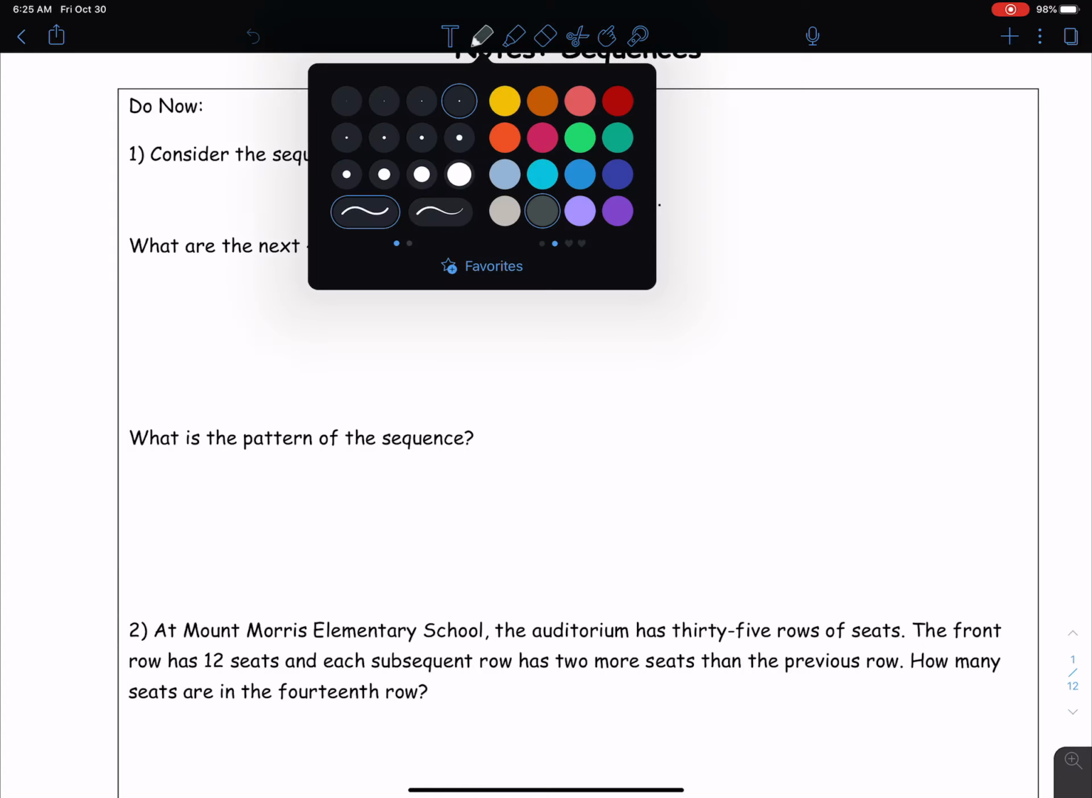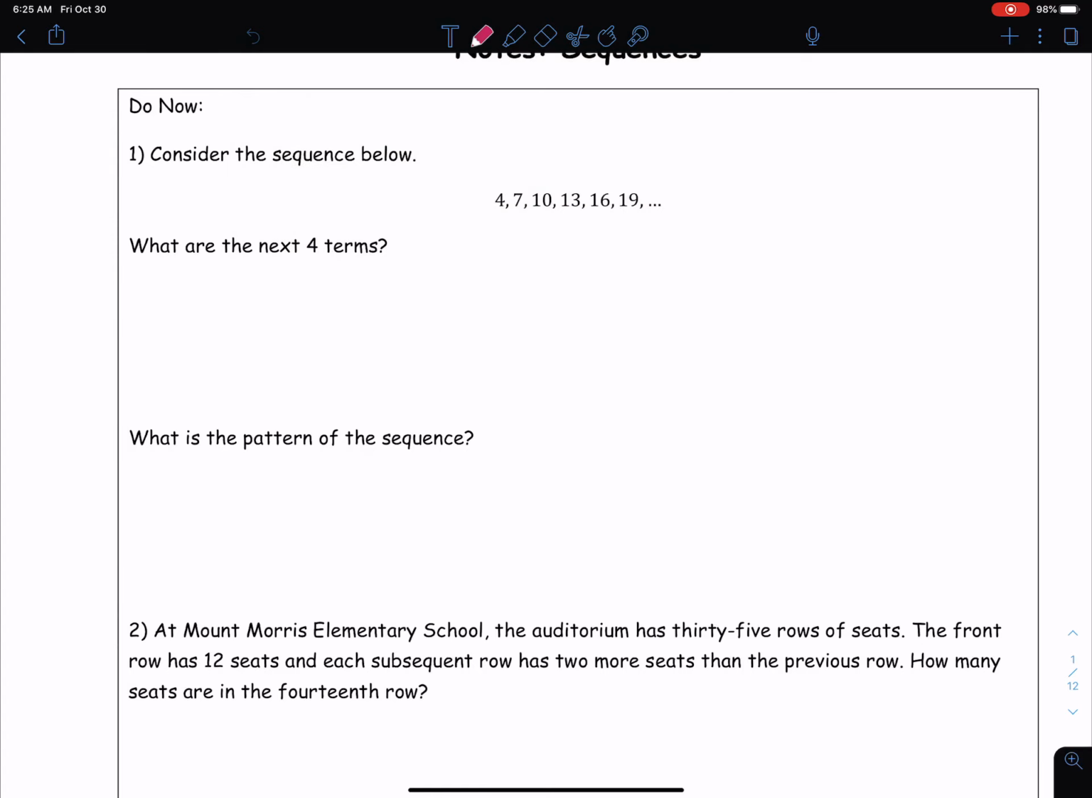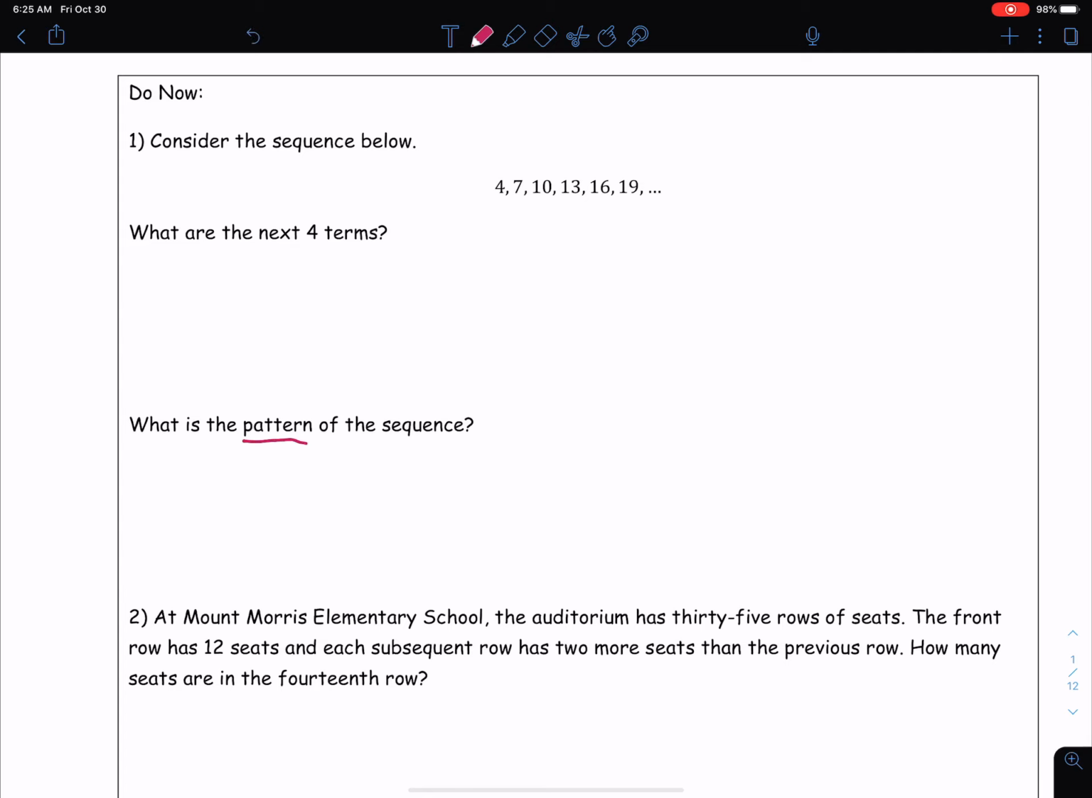So taking a look at this sequence, what are going to be the next 4 terms? In order to find the next 4 terms, we should probably look at the pattern first. So between 4 and 7, and then 7 and 10, we're adding 3 every single time. So we're adding 3 to the previous term. So if I keep on adding 3, the next term would be 22. Add 3 to 22: 25, 28, and 31.